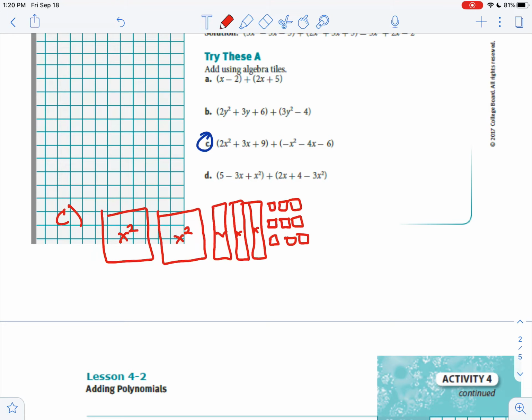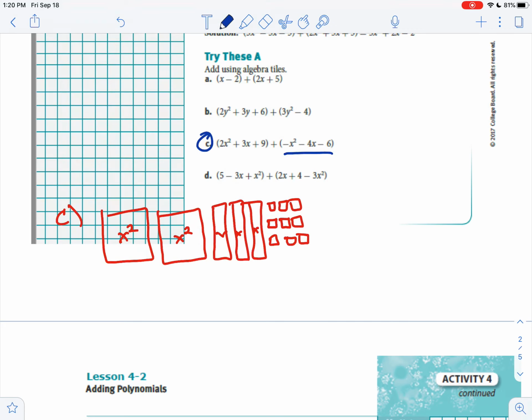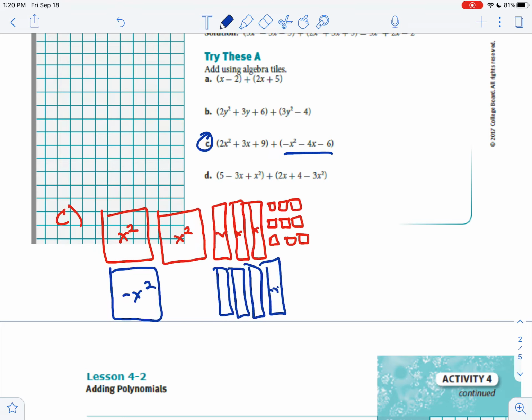And what I need to do is add those to the second polynomial, but I notice that one is all negative, so I actually have to make them in a different color. So I'm going to make a negative x squared, so I'm going to have one of those that is negative, and then 4 negative x's, so I actually have 4 of these. Okay, and those are all negative x's. And then I actually have negative 6 singular solar panels, so I'll make 6 of those.